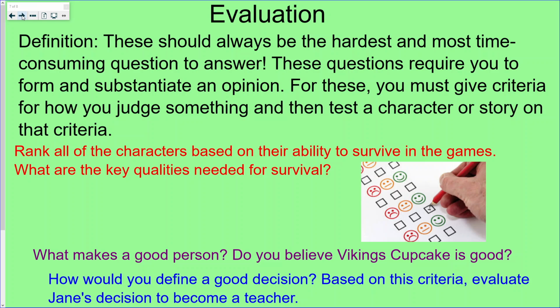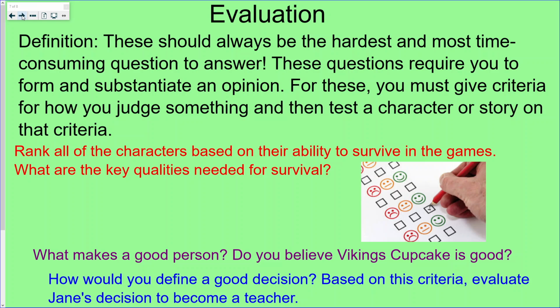Evaluation questions usually have two parts. They're opinion questions, so there's no right or wrong answer, but you need to provide enough evidence to support your opinion. I've given you a sentence frame that you can use for all evaluation questions. You could ask, what makes a good blank? What makes a good friend? What makes a good teacher? What makes a good story? What makes a good person? Whatever, what makes a good blank? And then apply that to the story.